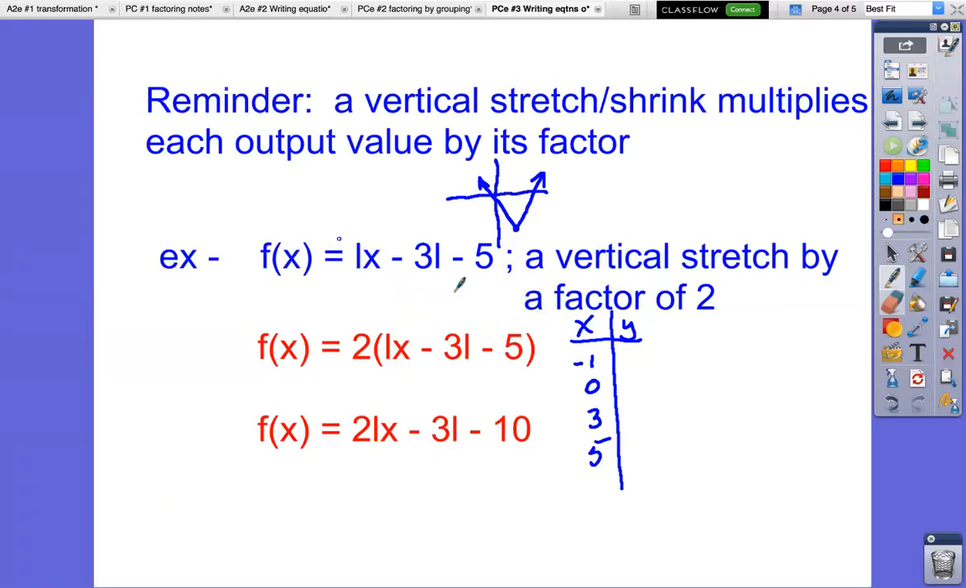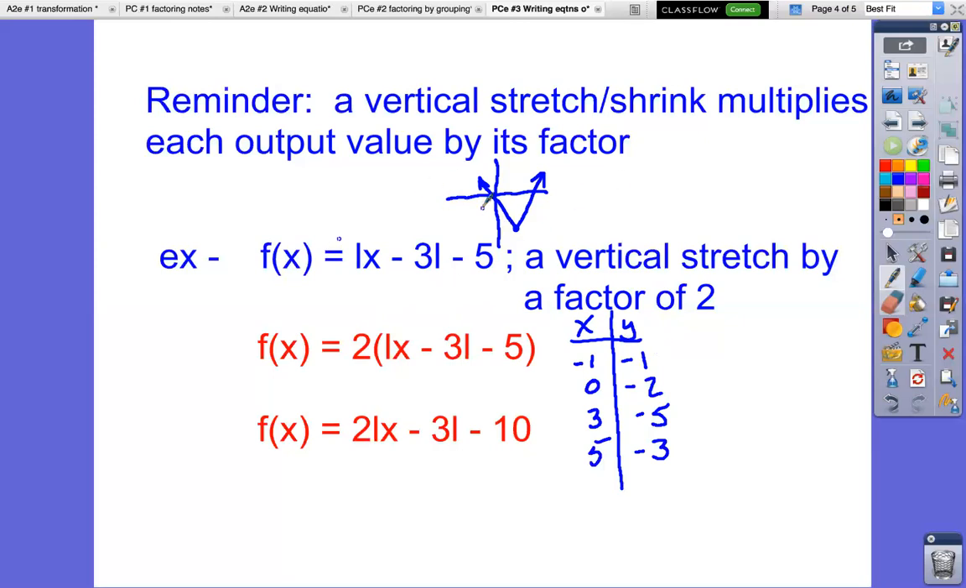So when x is -1, -1 minus 3 is -4, absolute value is 4, minus 5 is -1. When it's 0, -3, absolute value is 3, minus 5 is -2. 3 is 0, that's -5. 5 is 5 minus 3, which is 2, minus 5, which is -3. I want you guys to see what happens.